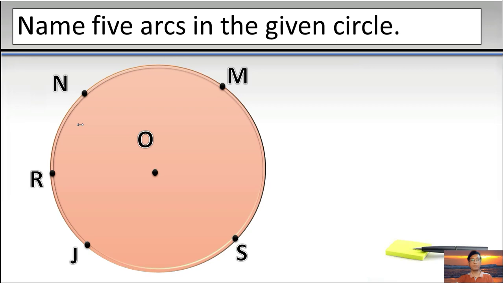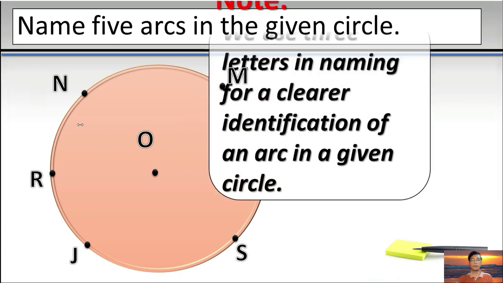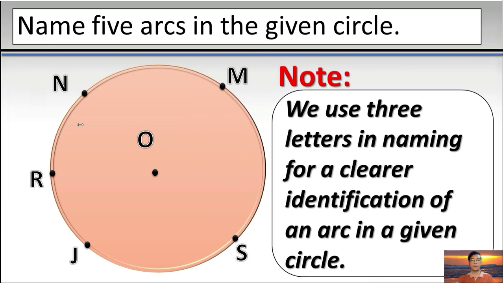Okay, name the 5 arcs in the given circle. So, mag-name nga po ng 5 arcs na pwedeng makita dun sa circle. Ayan. Note that we use 3 letters in naming for a clearer identification of an arc in the given circle. So, kung answeran natin yung activity, yung 5 arcs na pwedeng makita are arc NM, arc MS, arc SJ, arc JR, and arc RN. Kung 5 lang po ang ibinibigay.